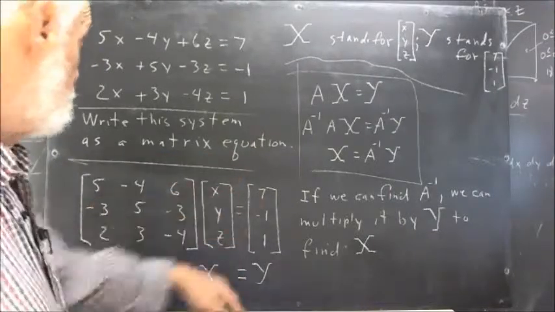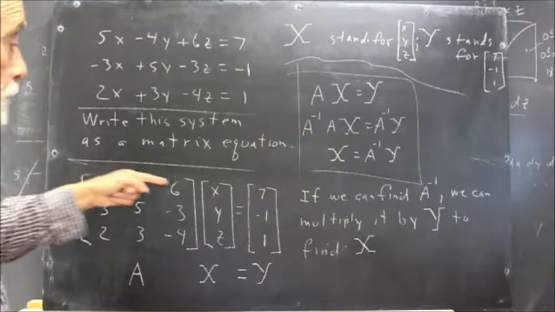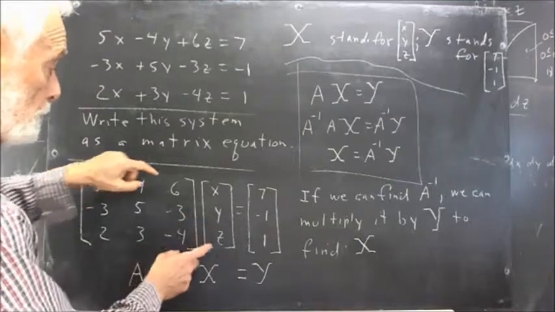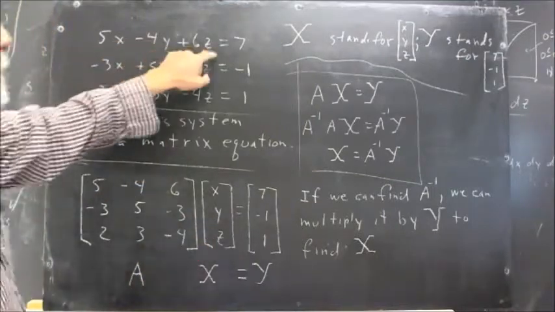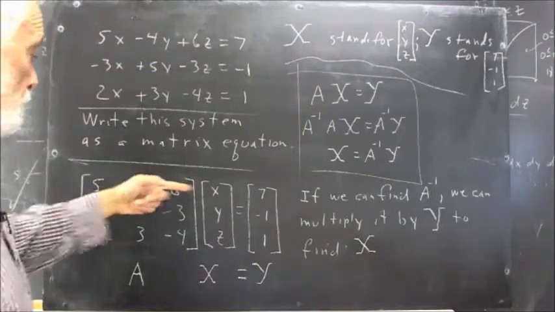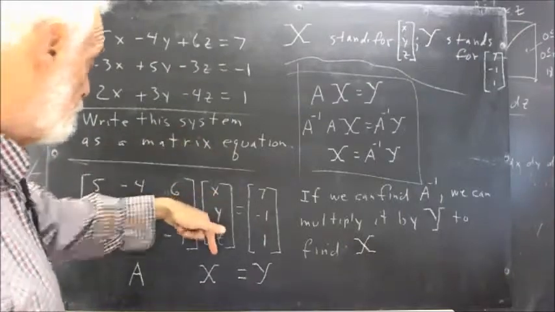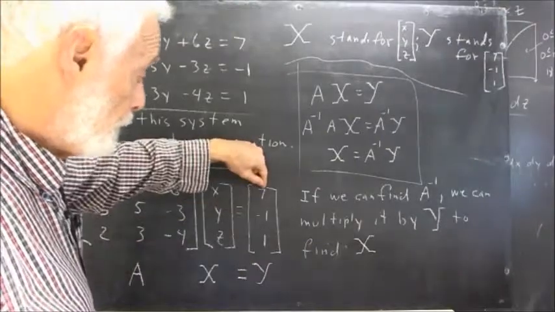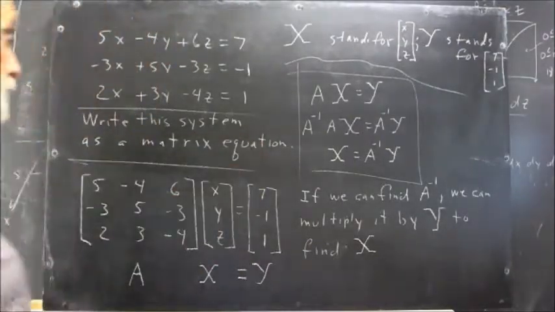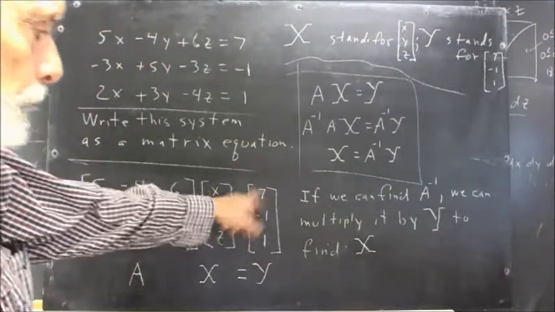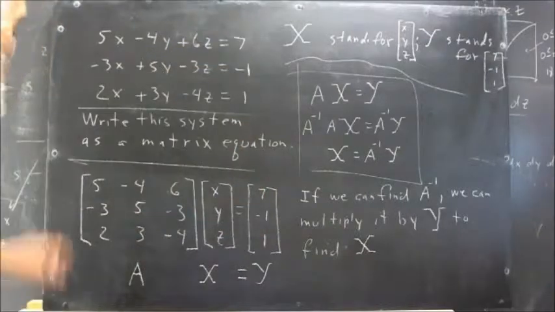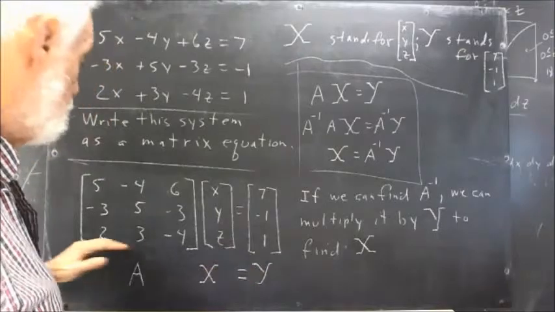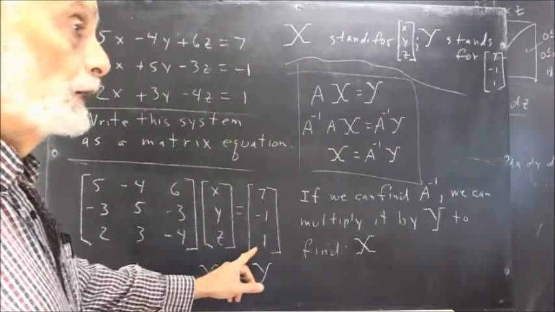Here's a matrix equation. If we multiply 5, negative 4, 6 by x, y, z, we get 5 times x minus 4 times y plus 6 times z, which is the left-hand side. And since we multiplied the first row by this column, the result is going to be equal to the number in the first row of the resulting matrix of the right-hand side. Okay? And second row times this column gives us the second number. Third row times this column gives us the third number.